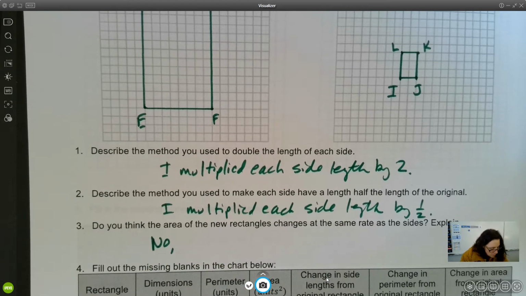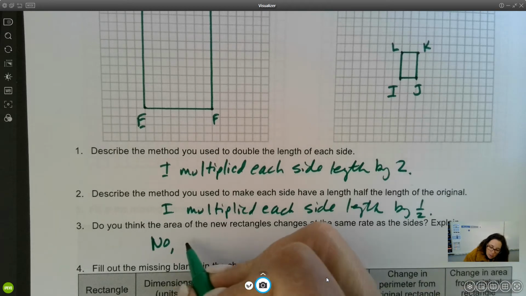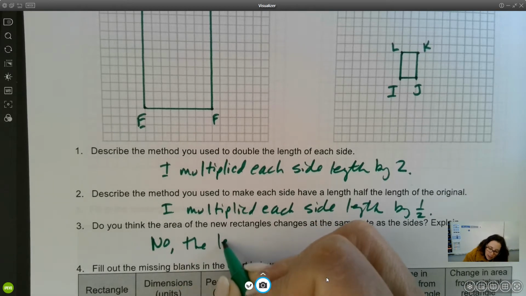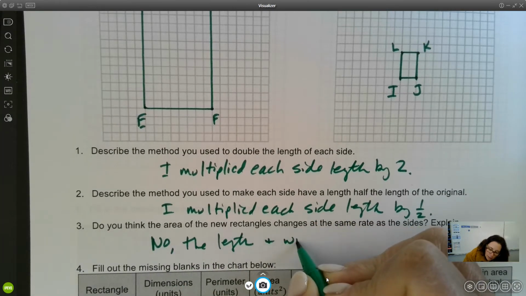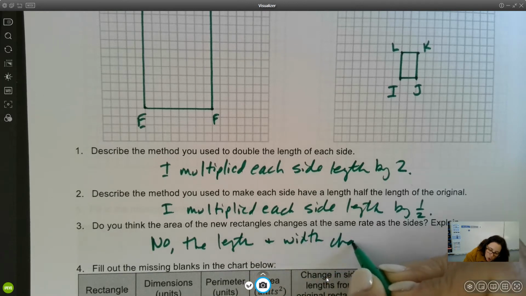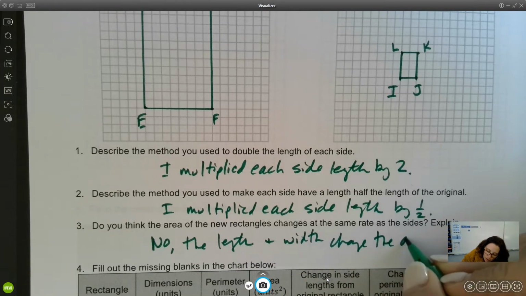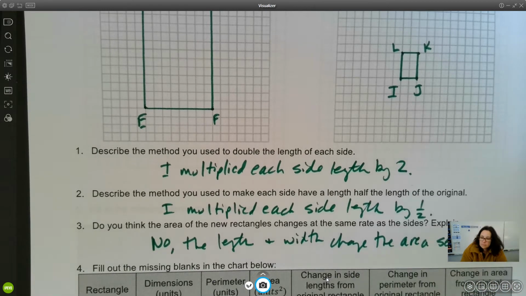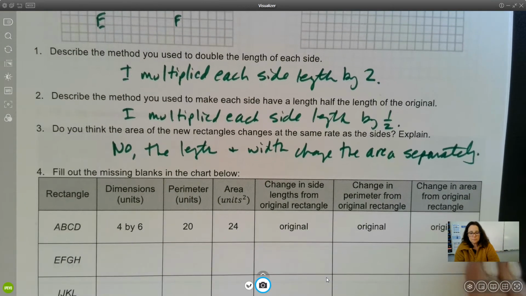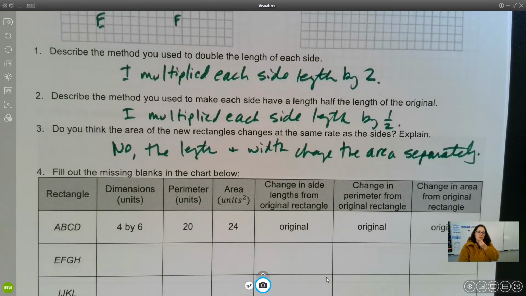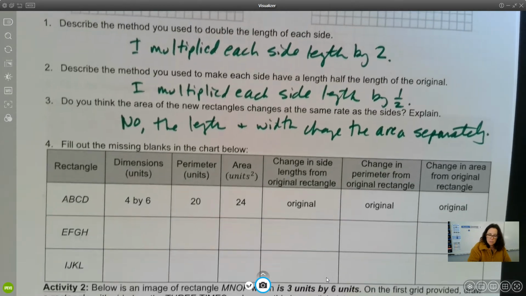Okay, the length and width change the area separately. The length and width change the area separately. Scooch that up. All right, this table on number 4 is key. You are going to see this table on quizzes and tests. Okay, so you need to make sure you understand this table.